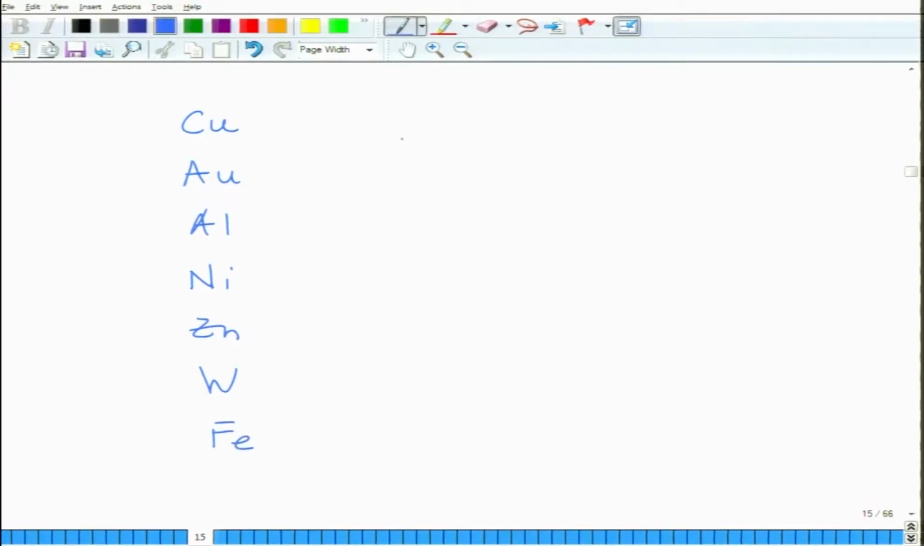So copper has a bond energy of 56.4 kilojoule per mole, gold has a value of 60, aluminum has a value of 54, nickel has a value of 71.6, zinc has a value of 21.9, tungsten has a value of 212.3 and iron has a value of 104.